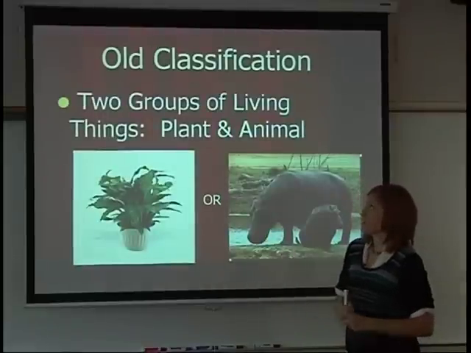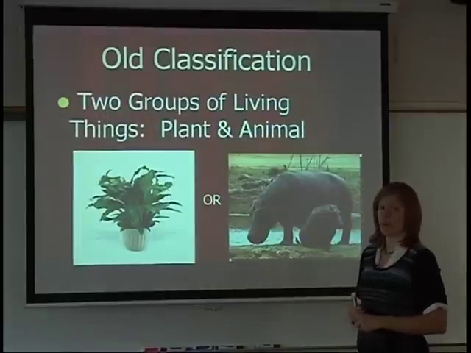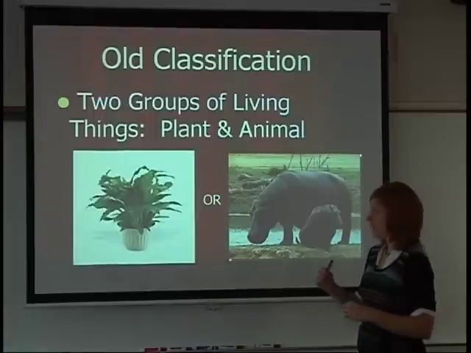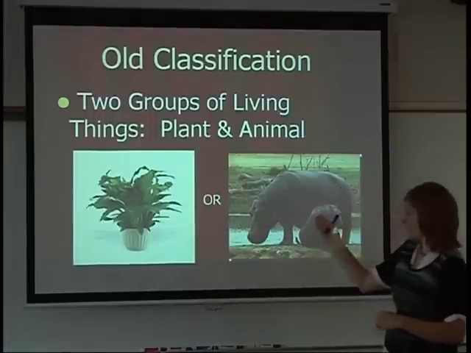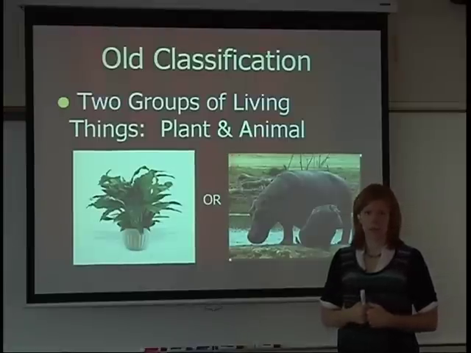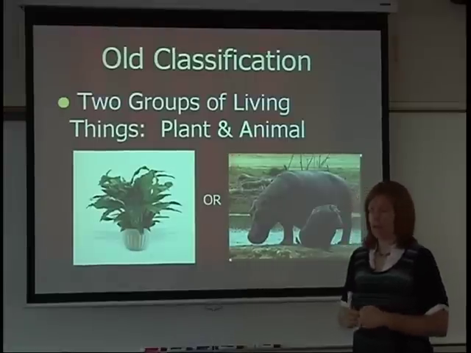The old classification system, an example here of how the system has changed, is they used to just have two groups that everything went into. It was either a plant or an animal. And as scientists have learned more and discovered more diverse species and learned more about the species we do have, this has expanded.